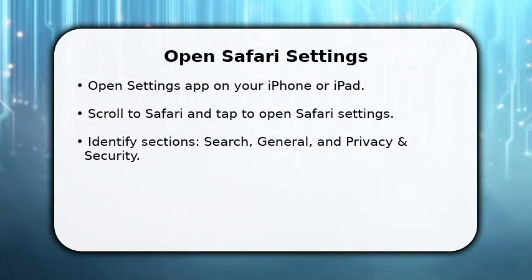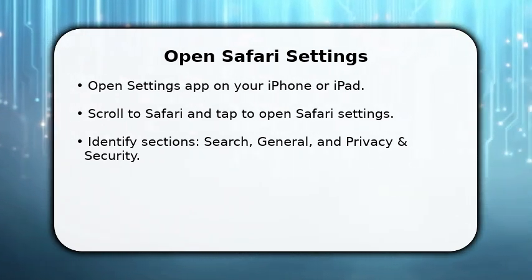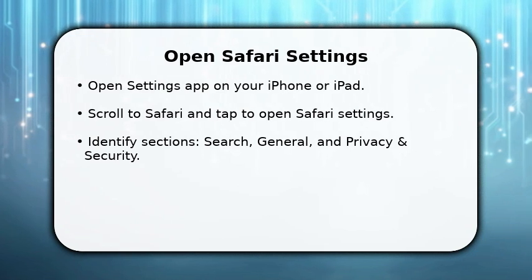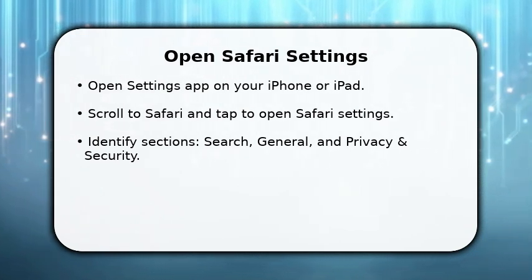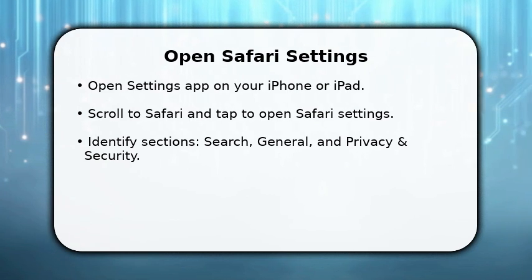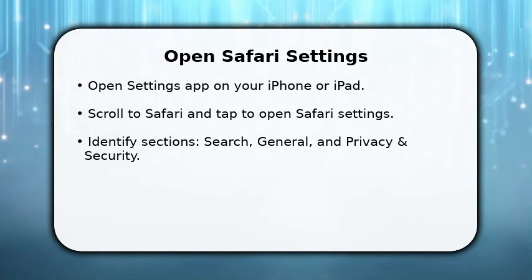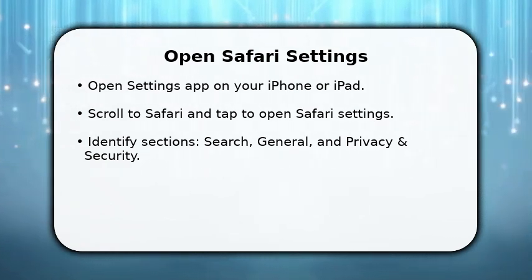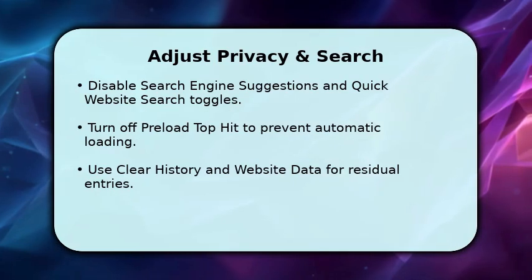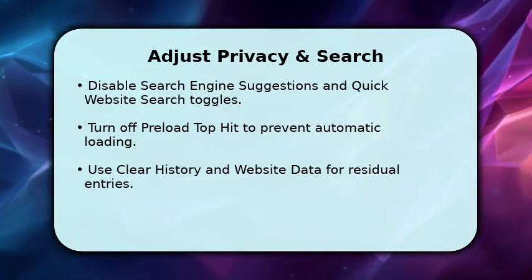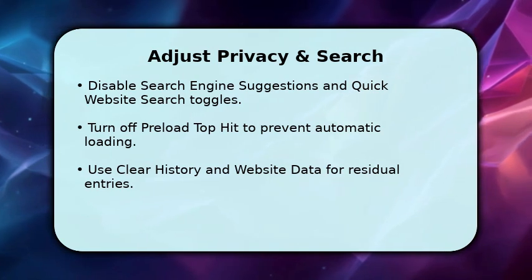Make sure to also note the quick website search and preload top hit options nearby because they affect what appears. If you use iCloud Safari, understand disabling here will change suggestions across devices when signed into the same app. Once done with the main suggestion toggle, move to search and privacy settings for deeper control.